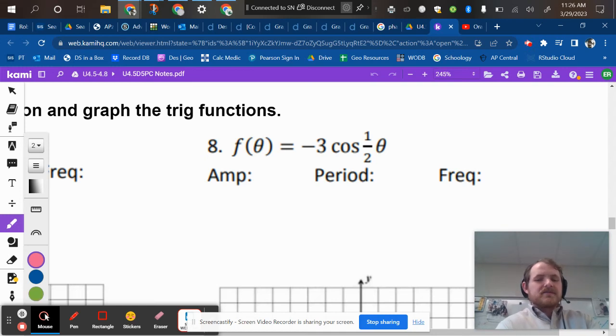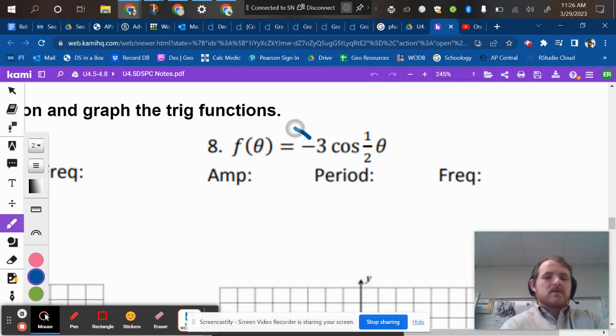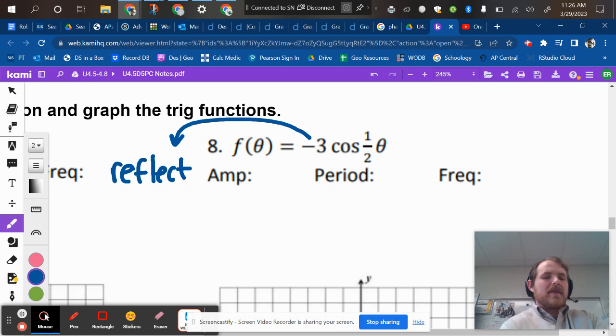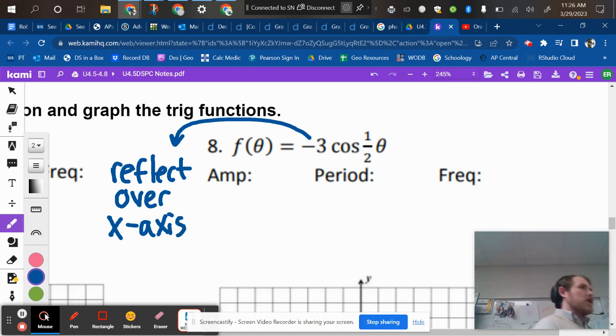What's the amplitude of this function? 3. Again, that negative out front does what? It's a reflection. Great job. That negative makes it reflect over the x-axis. But remember, we deal with that later.